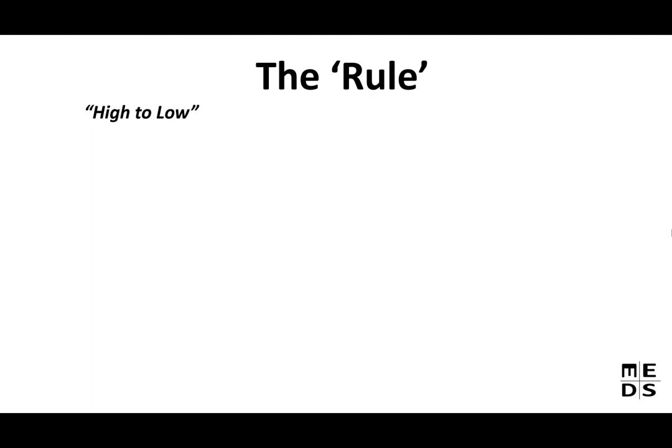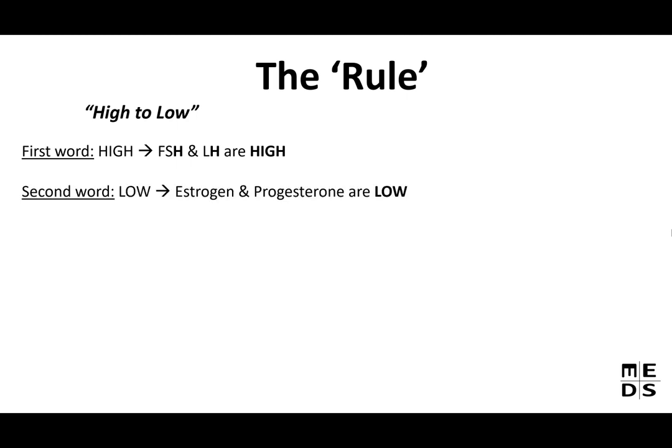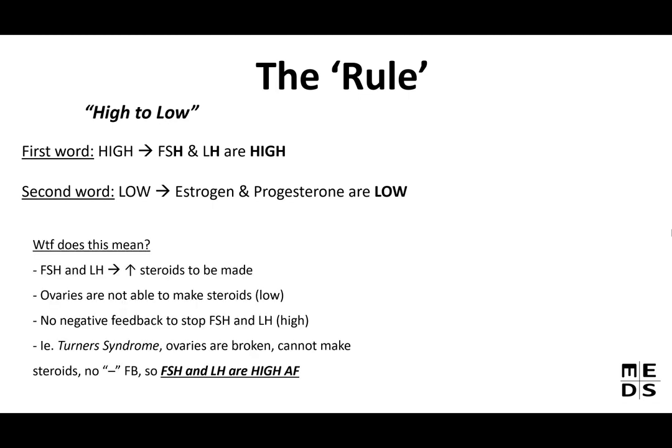Okay, so here's a little bit more explanation. First word that's going to be high is FSH and LH. Second word, which is going to be low, is estrogen and progesterone. So what does this actually mean? What's going to happen is one or the other has to be high. You cannot have the FSH and LH high and then the steroids high as well. It's got to be one or the other. You have one that's going to be high, the other one's going to be low.